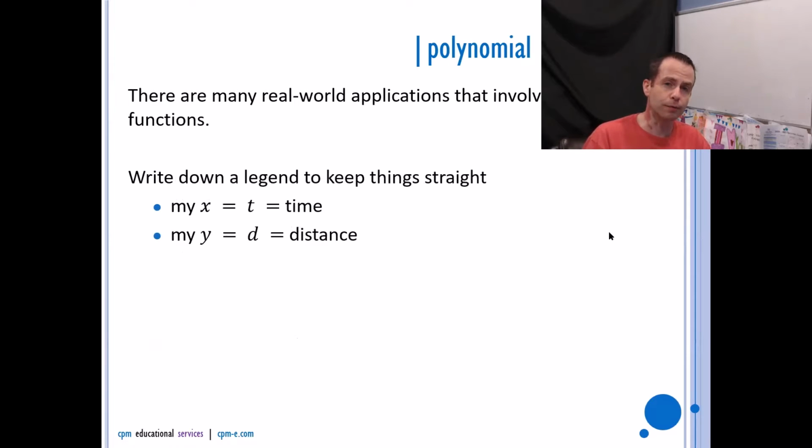It's really helpful on your paper to write down a legend because often they don't say, here's x, tell me y, because the context gives you different variables, okay? So maybe t is time, and that's actually your x value. Well, write that down on your paper, okay? Literally write, my x is t, and that means time, okay? Because that way you know what you're dealing with.